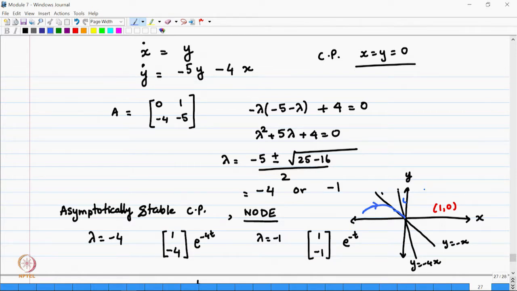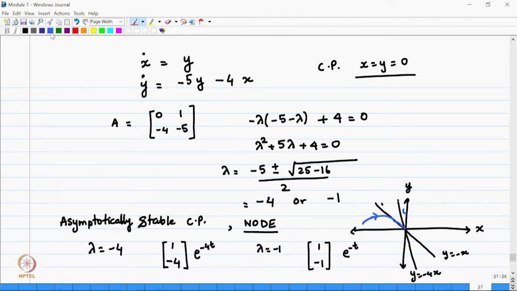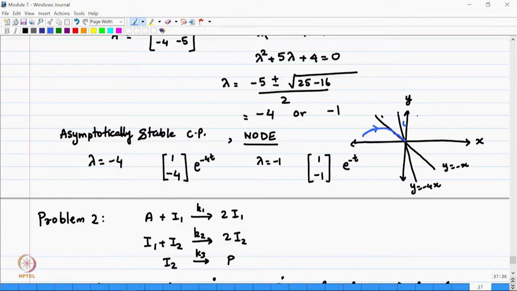If you are somewhere here, then what will happen is that you will go, let me just erase this point. Okay. So if you are somewhere in this region, suppose you start with x and y both greater than 0. Now x dot equal to y, so y is greater than 0. So y will decrease and x will increase till it becomes parallel to this line, and then it will turn and go asymptotically towards this. So, that is what your trajectories will look like.